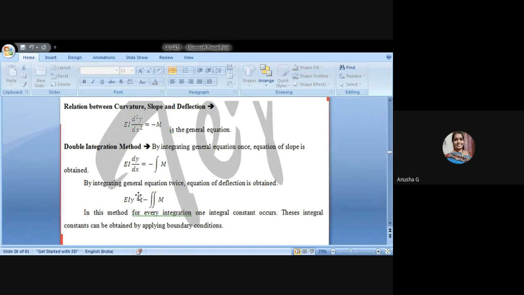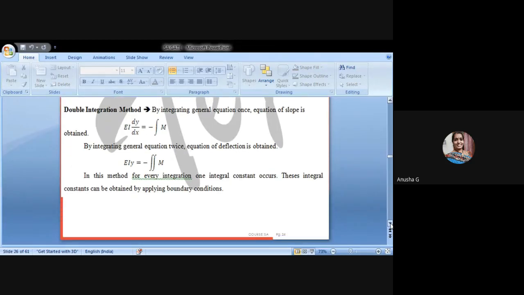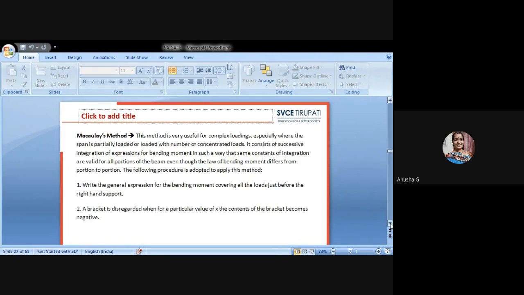In this method, for every integration, one integral constant occurs. These integral constants can be obtained by applying the boundary conditions. In each and every condition, we apply the boundary conditions and then find the different values. That one also we already know by solving a number of problems. Now we'll see what is meant by the Maclaurin method.